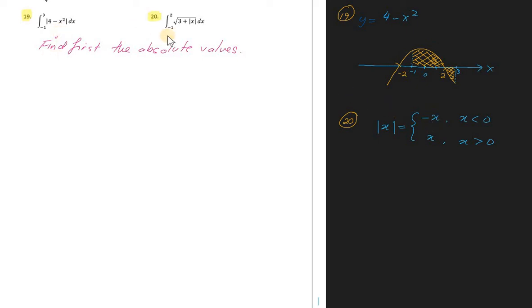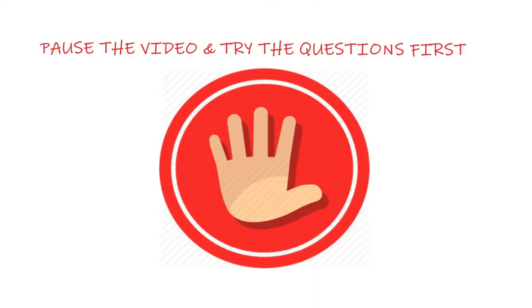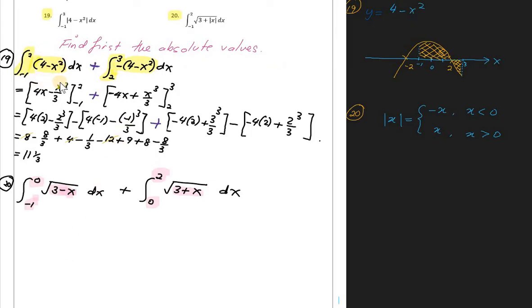And then for 20 as well, this is the definition. So why don't you pause and try 19 and 20. I'll give you 5 minutes. Alright, let us compare work.